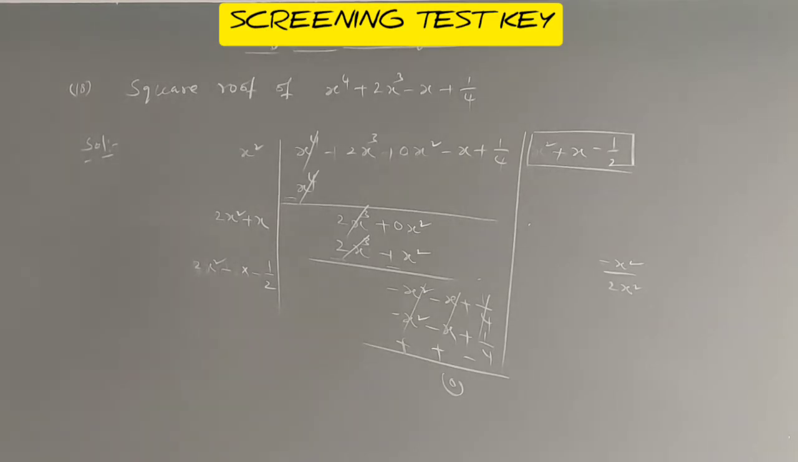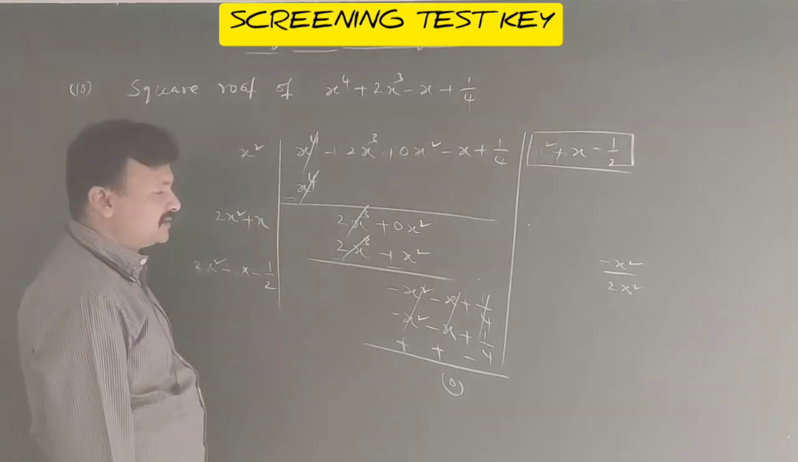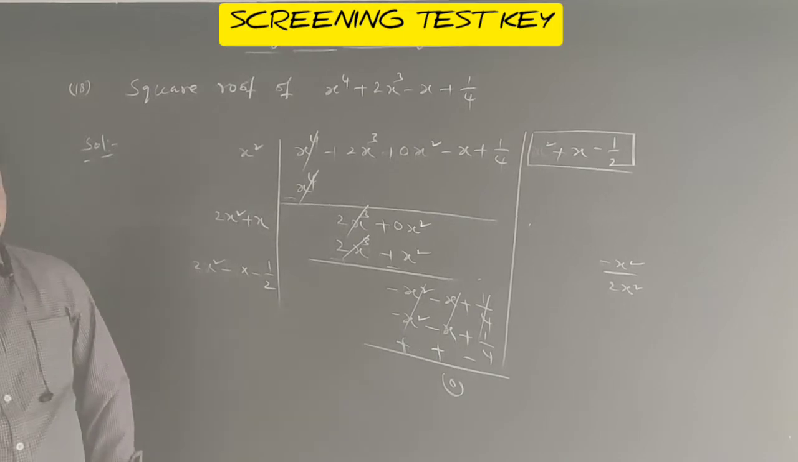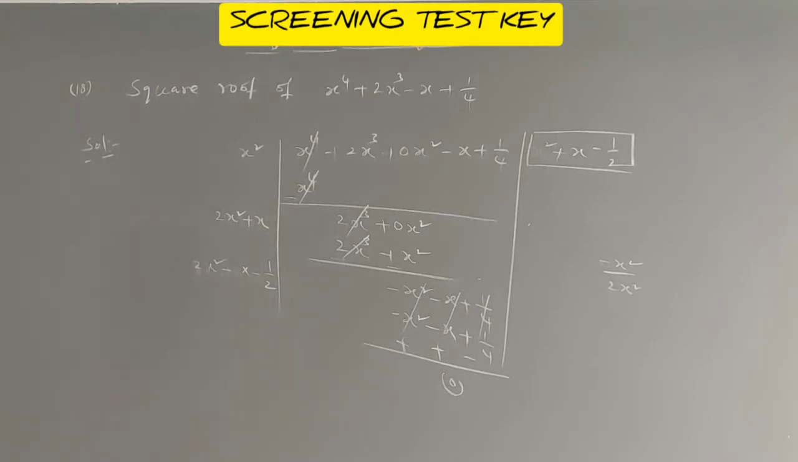For finding square root of a polynomial, we have three methods. First one is inspection. Inspection is meant for special product forms: a square plus 2ab plus b square, or a square minus 2ab plus b square, or a square plus b square plus c square plus 2ab plus 2bc plus 2ca. Like that, such forms can be done by inspection method. Next, division method, this one only. Next, method of undetermined coefficients. In these three methods, we can find the square root.